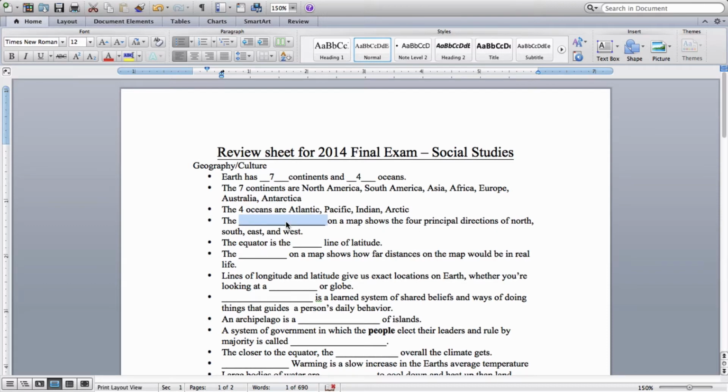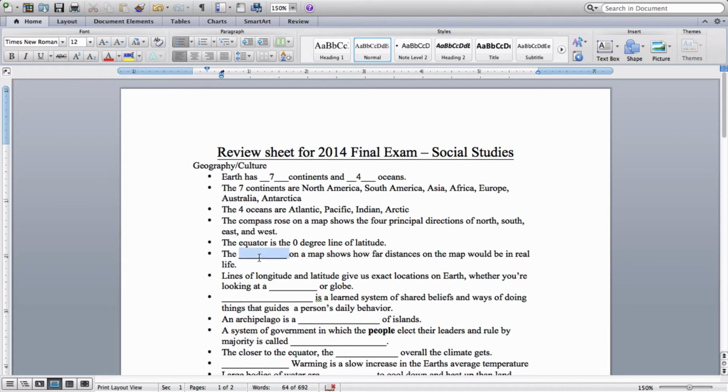The blank on the map shows the 4 principal directions of north, south, east, and west. That would be the compass rose. The equator is the 0 line of latitude, or 0 degree line of latitude.